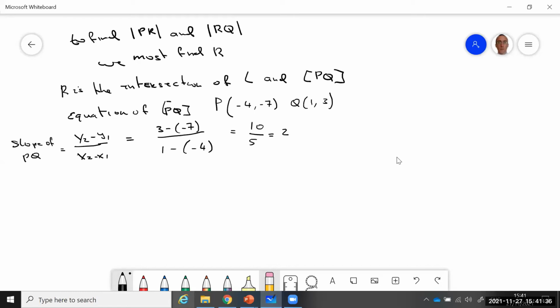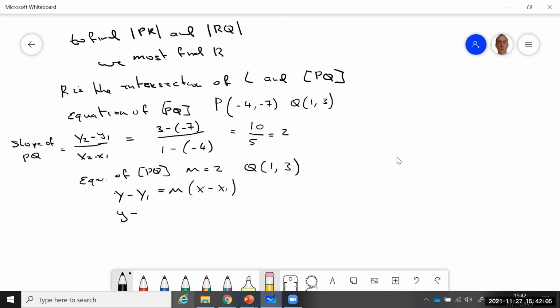So let's find the equation of PQ. We have the slope is 2, and let's use the point Q. The reason I'm just going for Q is that's the one with positive numbers, but of course it would work out exactly the same way. So y minus y1 equals m into x minus x1. That's the point slope formula for the equation.